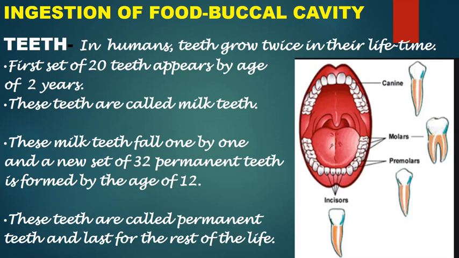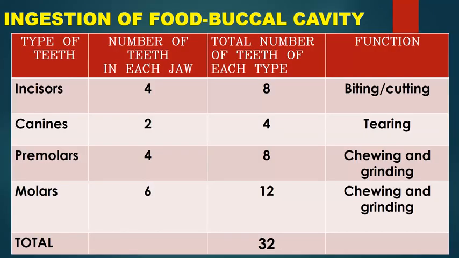If you see the diagram, there are 4 types of teeth you find: incisors, canines, molars, and premolars. Let's study about these teeth. There are 4 types of teeth found in the buccal cavity. Incisors. The number of teeth in upper jaw is 4, and in the lower jaw you find 4. So in total there are 8 incisors. The function of the incisors is to bite and cut the food.